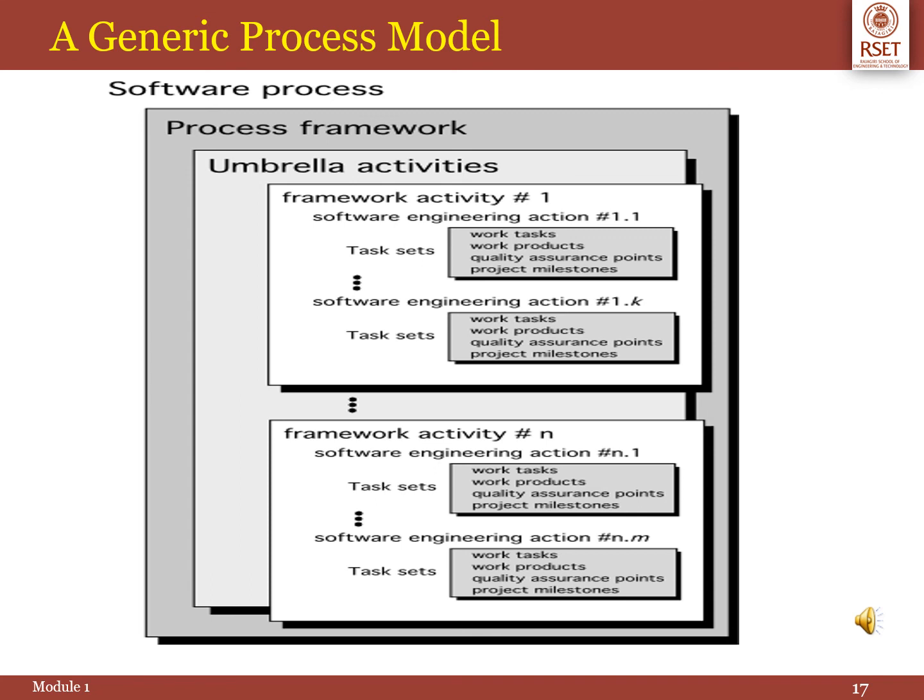A generic process model. The software process is represented schematically in the given figure. Referring to this figure, each framework activity is populated by a set of software engineering actions. Each software engineering action is defined by a task set that identifies the work tasks that are to be completed, the work products that will be produced, the quality assurance points that will be required, and the milestones that will be used to indicate the progress.